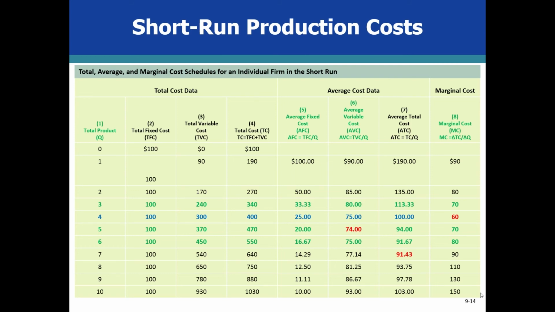Okay. Column 6, average variable cost, or total variable cost divided by the quantity produced. The average variable cost reaches its low point at 5 units of production. And I highlighted this here at the $74 shown in red.